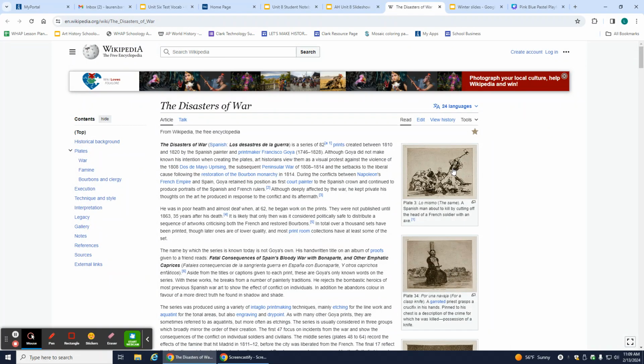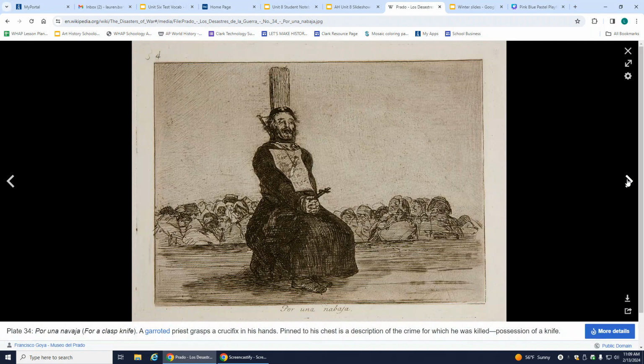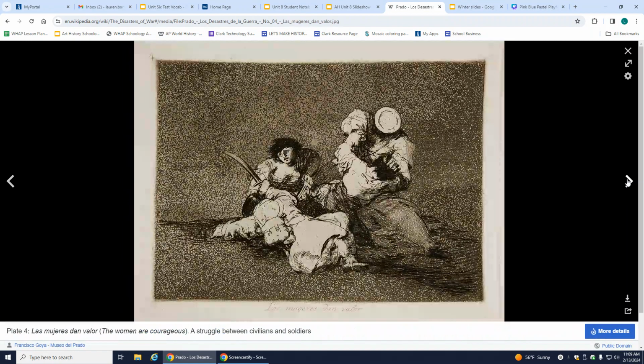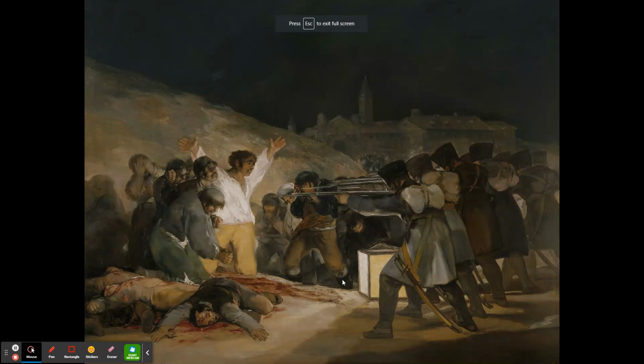So I'm just going to show you some of the others in the series just so you get an idea. So it's extremely violent. This one, a Spanish man is about to cut off the head of a French soldier with an axe. This man's about to be executed. There's a lot of really horrific stuff. And that painting that you just caught a clip of is this one, The 3rd of May.